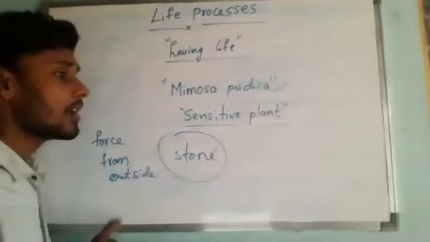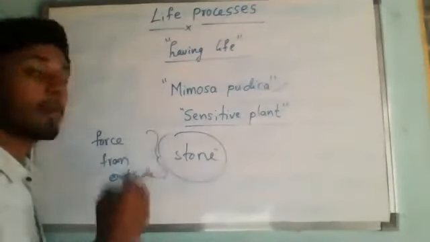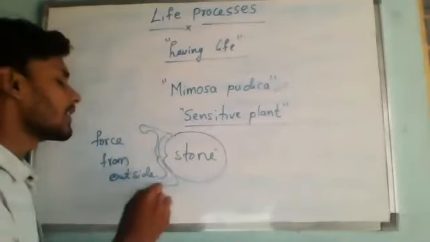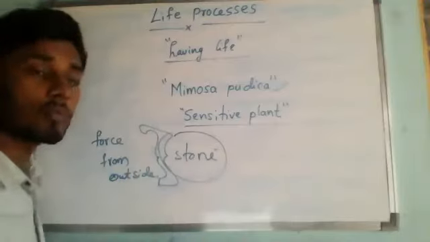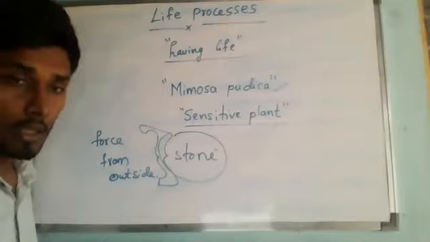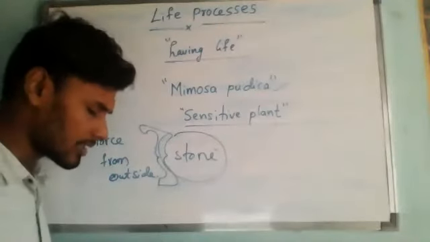So if we take non-living things, this is what is happening. Understand? That is why we call them non-living things, which do not move by themselves. They cannot move by themselves. That is the thing. This is all about non-living things.